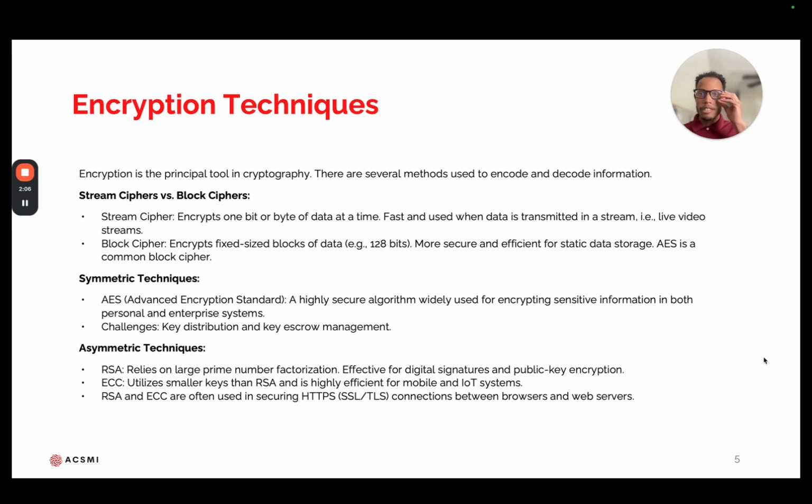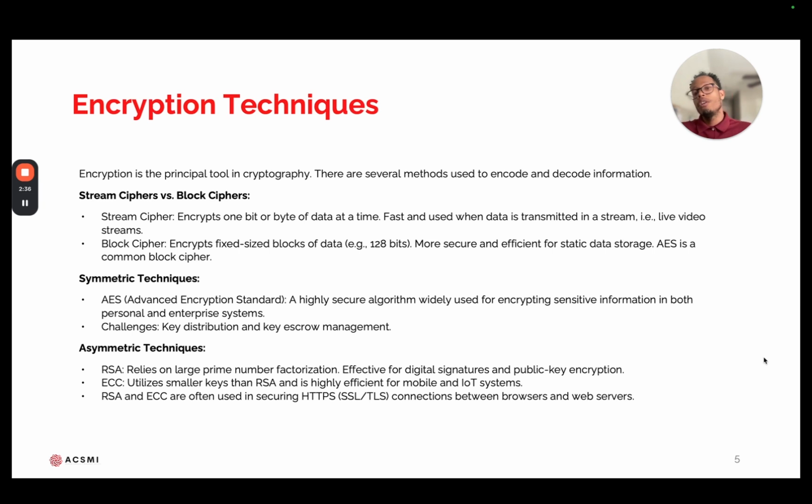cipher. Symmetric techniques, or AES, right, or understanding the aspect of, well, there are 2 or 3, 4, maybe 5 different ways to look at this. Now, techniques within symmetric, AES for instance, it's a highly, highly sought after secure algorithm and is widely used. And some of the challenges are going to be, how can you distribute the keys and how can you manage the keys within key escrow?